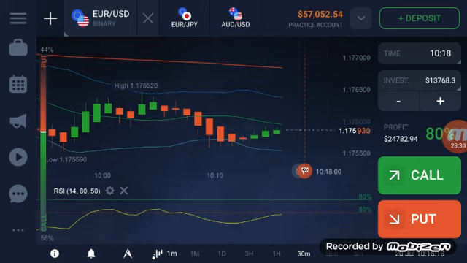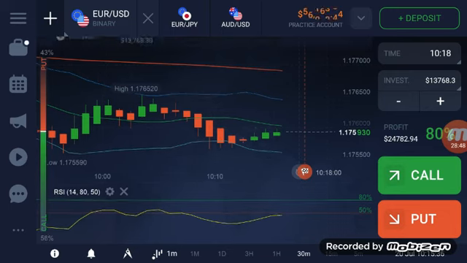Another loss. A retracement. Retracement will help us. Retracement will save us. Just believe in retracement. It will save us.